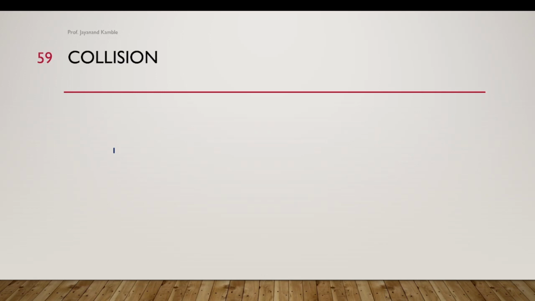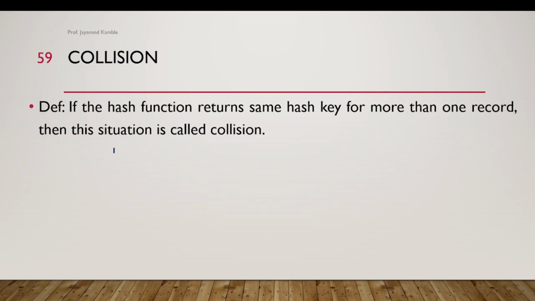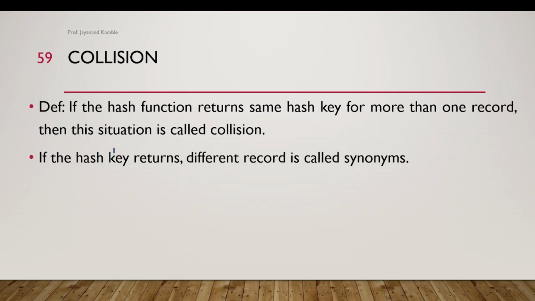Now we have the problem with hashing, and that problem is called collision. So what is collision? If the hash function returns the same hash key for more than one record, then this situation is called collision. That means in one block we have saved one data, and again we have to save another data in the same block. So what will happen to the previous data? It will get overridden by the new data, right? And this concept is called collision.